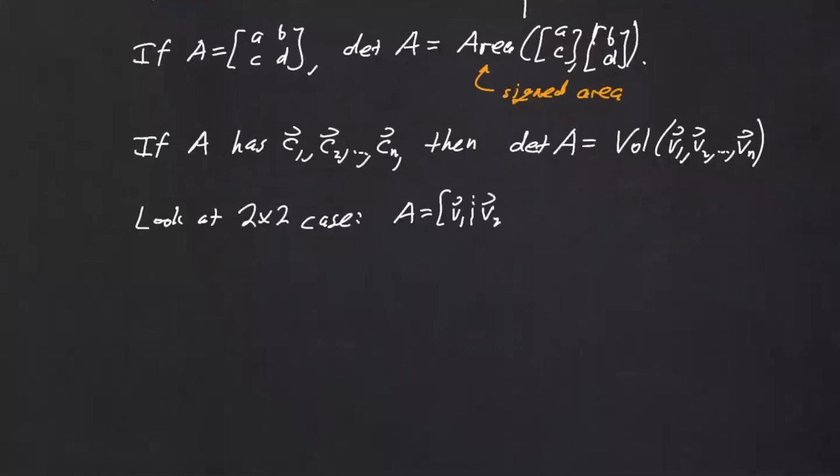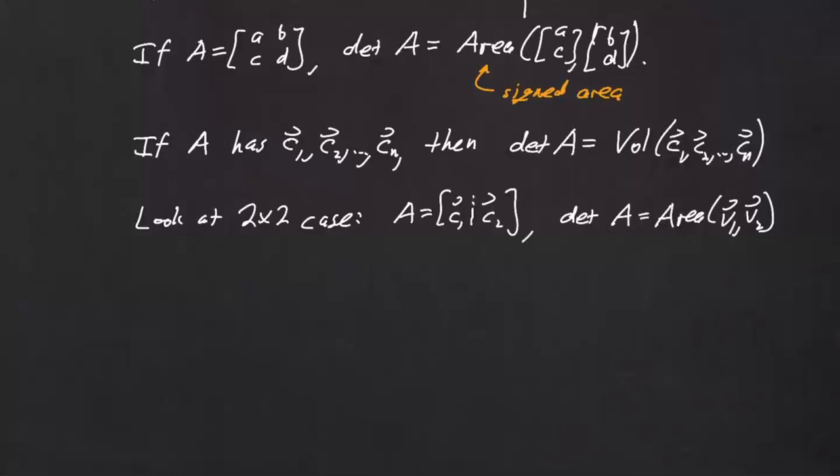Oops, I changed it to V. Sorry, I just used the wrong letter for these. These should all be C's. That should be C1 through Cn. In my head, I was thinking V for some reason. So C1, C2 through Cn, and this is C1 and C2, right? Those are column vectors, C for column. And so the determinant of A, the two-dimensional notion of volume, is area. So it's the area formed by C1 and C2. And I want to think about some area properties.